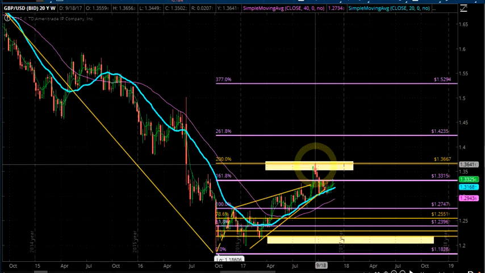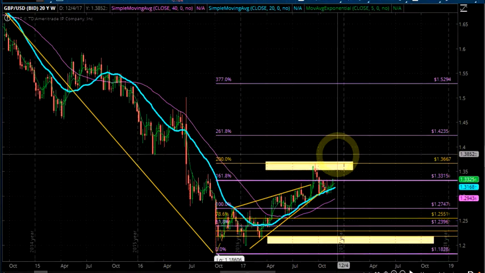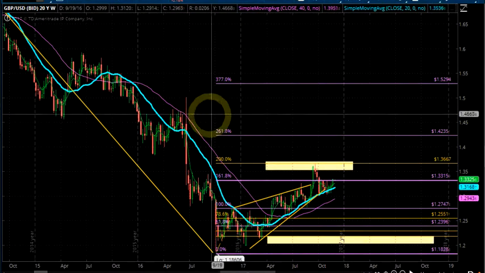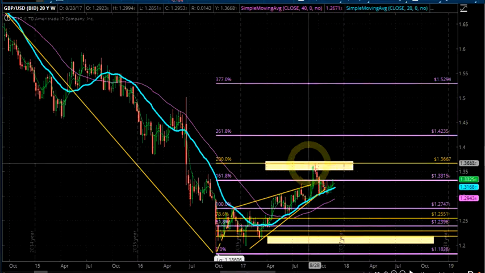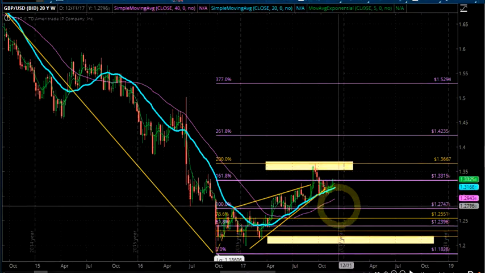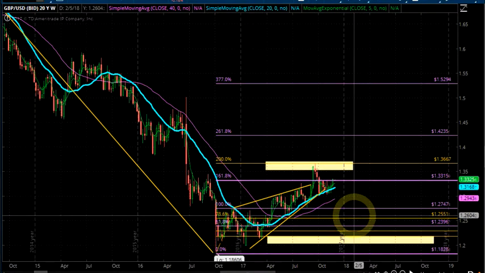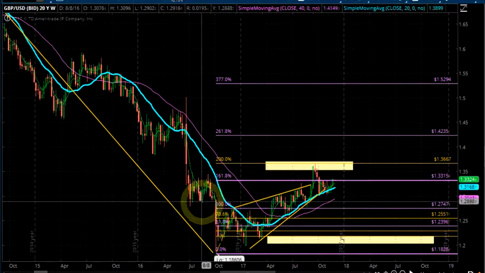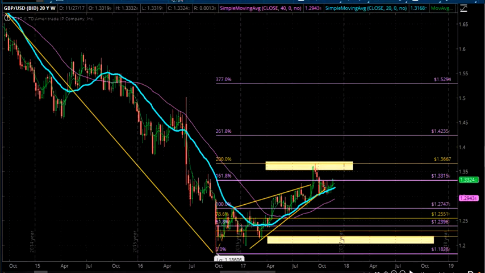So we've gone exactly to the 200%. We're probably going to make a new high here is my guess, and then probably roll over. But I still think the British pound, if you can find a good place to get in, somewhere around here, this 1.27, 1.25 area, would be an excellent area to get long the British pound, I think. But you're going to have to watch it.